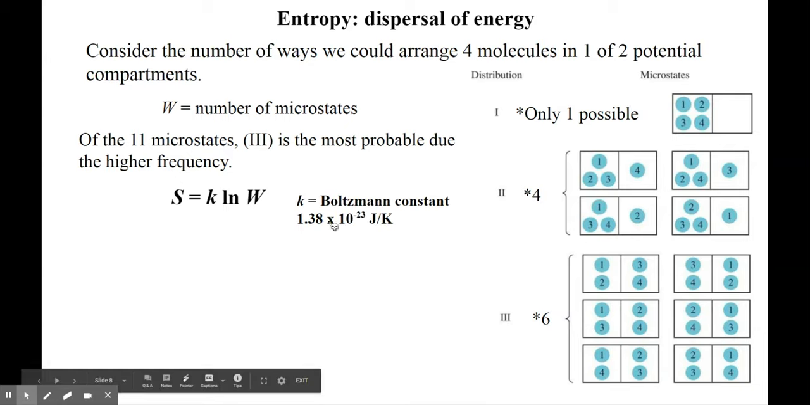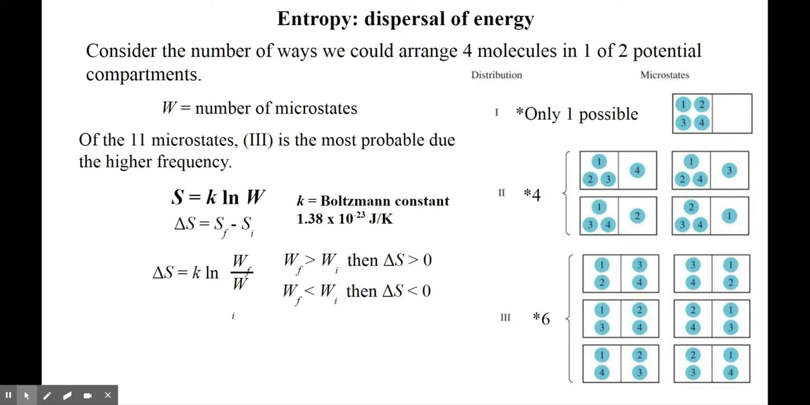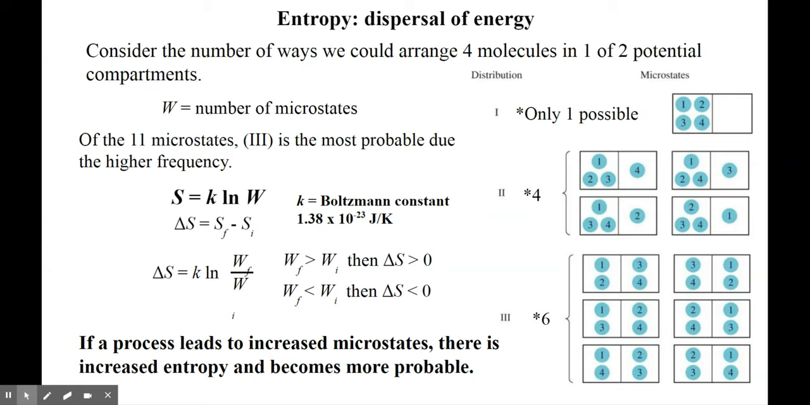So this entropy can be described quantitatively with this equation. K is Boltzmann's constant, and you can read about Boltzmann in the text. Again, he was pretty much a statistician, physicist who worked out these statistical probabilities, and here it's worked out into this tiny little value of so many joules per Kelvin. W is just the number of microstates. And so if we're interested in the change in entropy, then we have this natural log component. So we're interested in, is the entropy going to go up or down? The short of all of this is that if the process leads to a greater number of microstates, there's going to be more entropy, and that's going to be more likely.